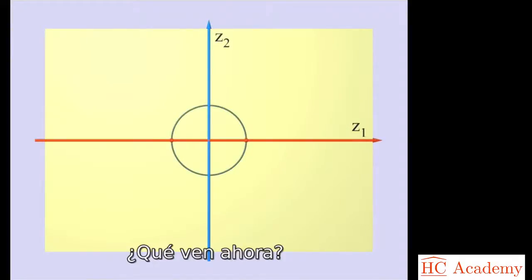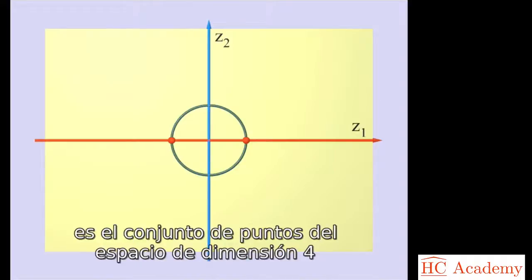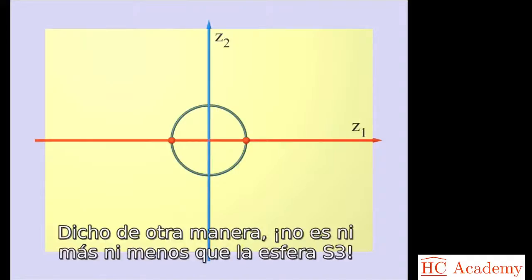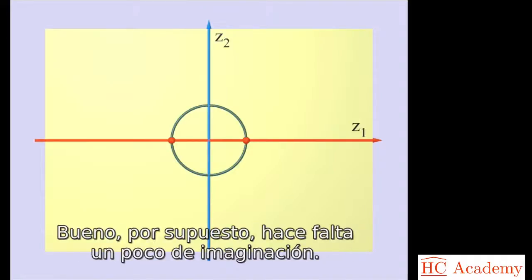Now what do you see? A circle? Yes and no. What you see, or rather what you should imagine, is the set of points in four-dimensional space that are at distance 1 from the origin. In other words, this is nothing other than the three-sphere S3. Well, of course you need to have a little imagination.